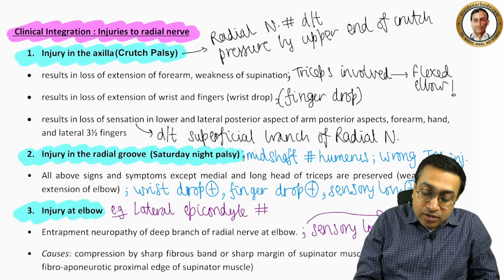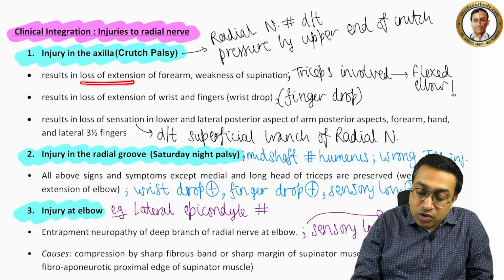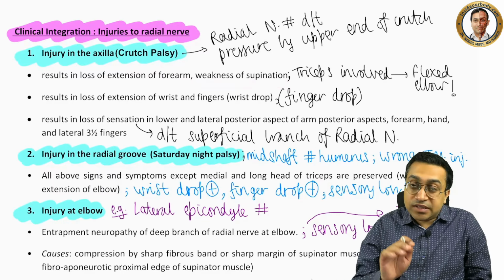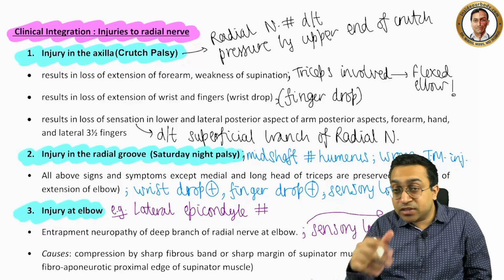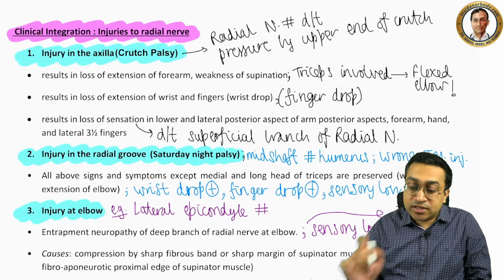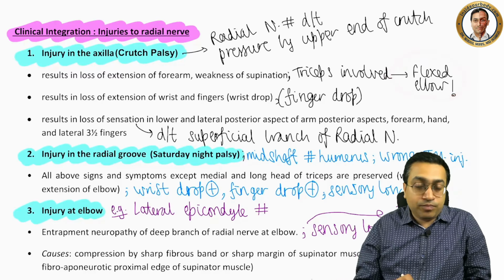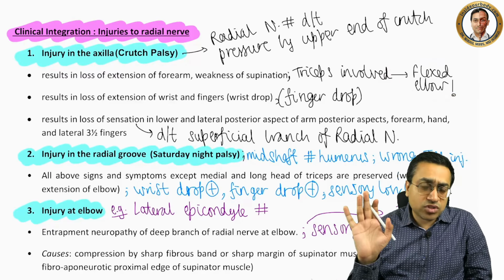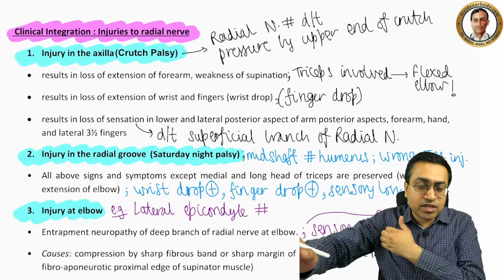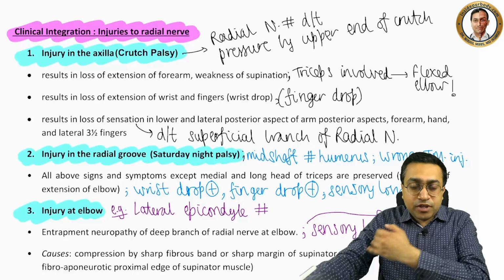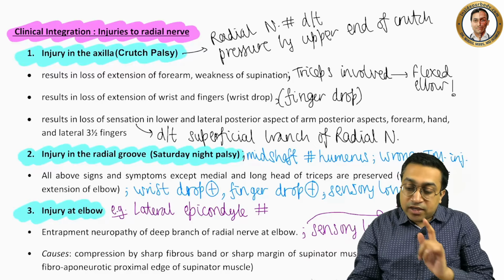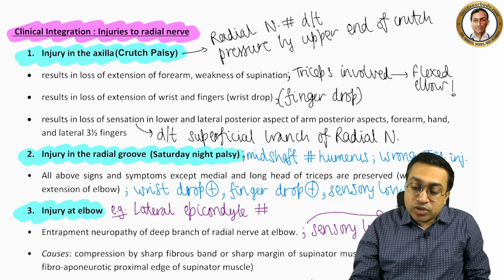So crutch palsy results in the loss of extension of the forearm and weakness of supination. This is all happening because of the muscles involved in that region, because triceps is also involved in the axilla. We are talking about the axilla, so there will be a flexed elbow. Extension is lost, basically the extensor muscle supply is gone. This is the most easy injury. Everything below is affected, so all the extension is gone, supination is gone, triceps with all its heads is involved, so that is the flexed elbow.